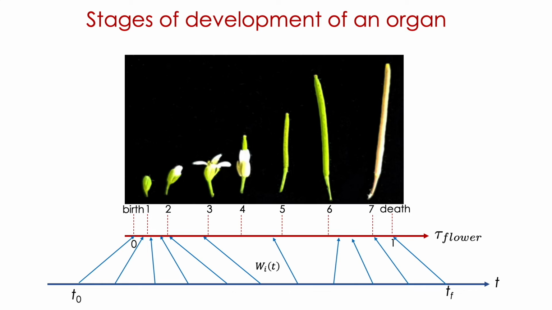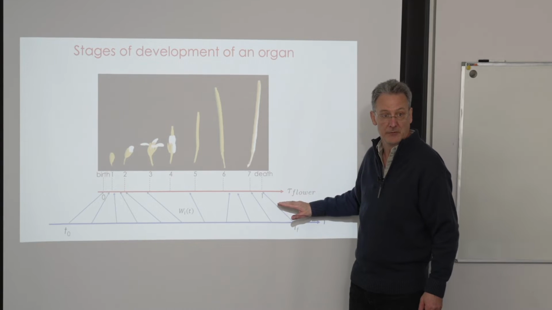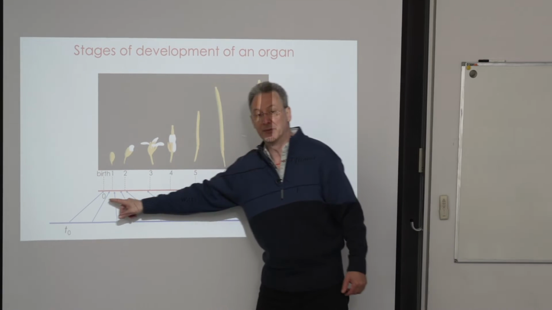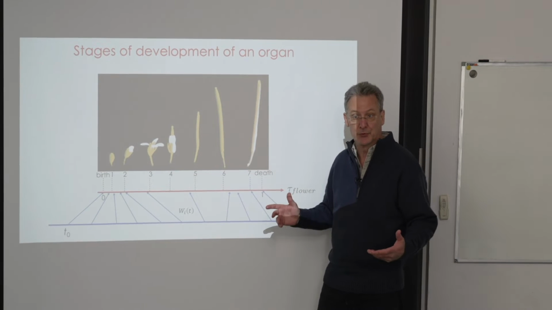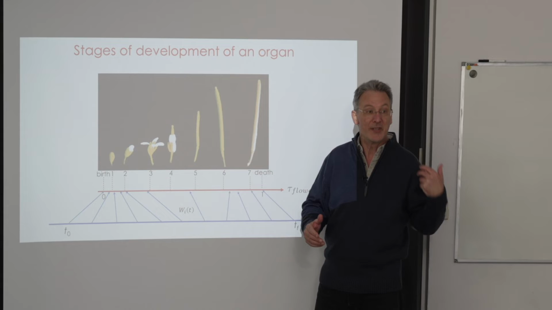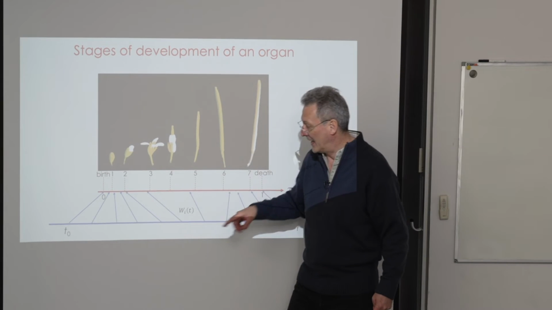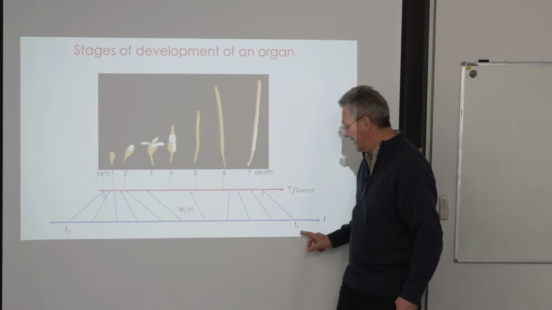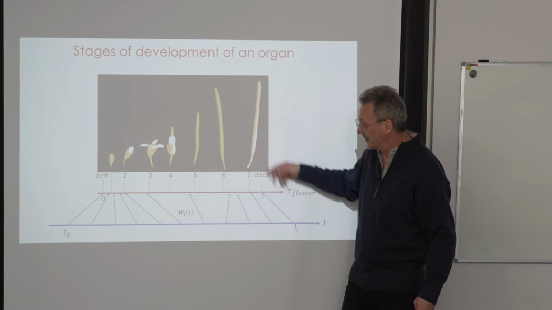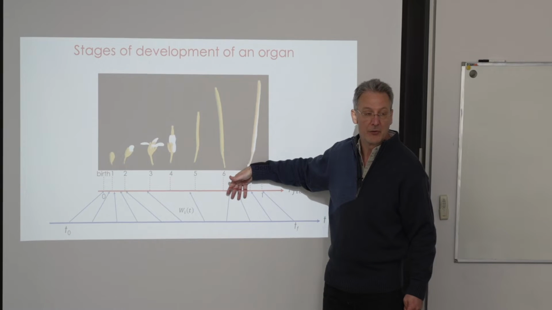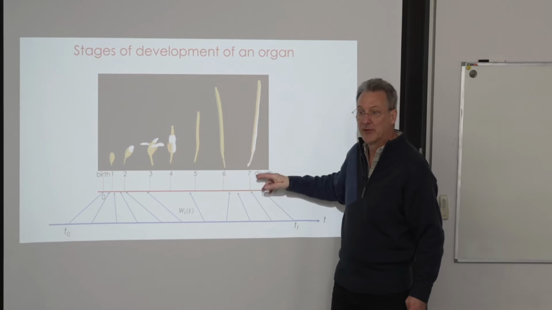Now that we have aligned every organ on the timeline of the flower, this timeline is still between 0 and 1, and what I want to do is to put this in real time. But actually, it's exactly the same procedure. I take the real time between t0 and t final, and what I need to do is to align this real time with the 0 and 1 of the flower.